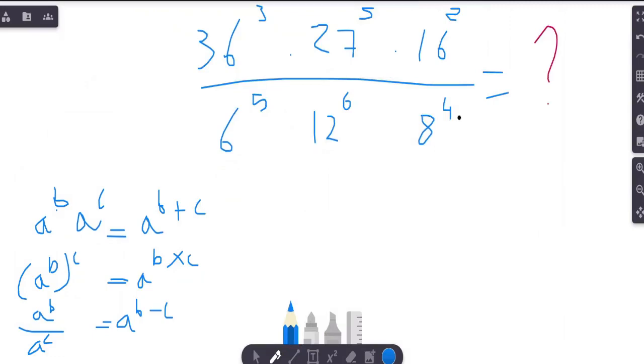So today we are going to compute a fraction with a lot of powers. This is an excellent exercise to manipulate the law of exponents. So let's get started. What we are going to do first, when you have a lot of powers like this, is to rewrite the base as a product of prime numbers.